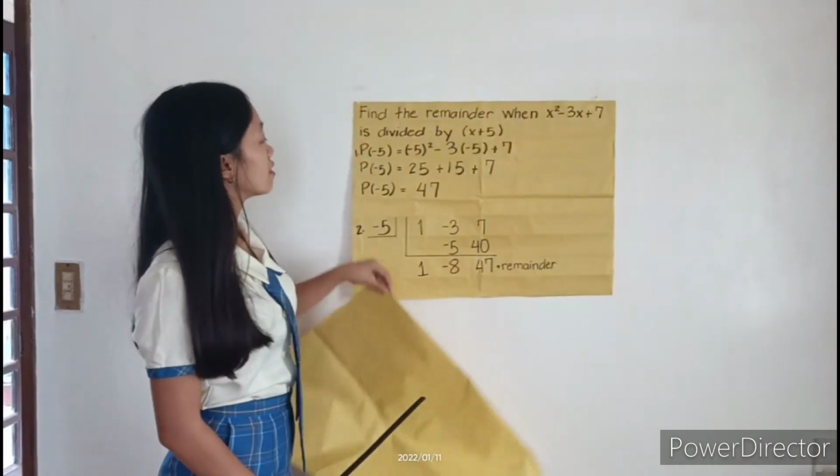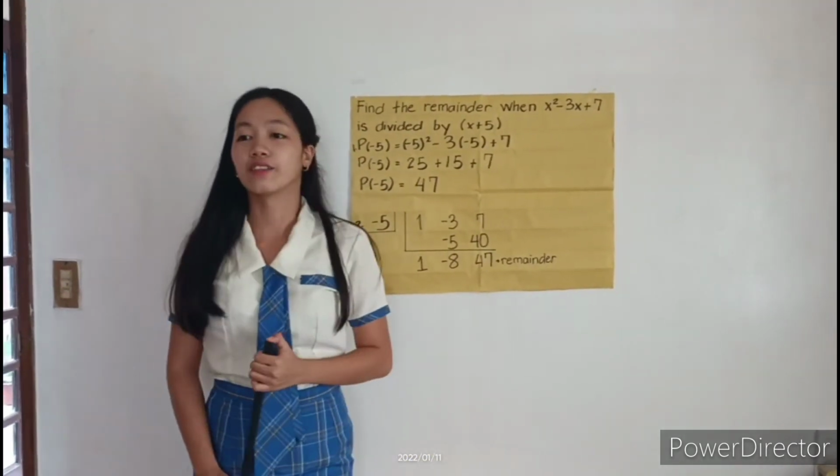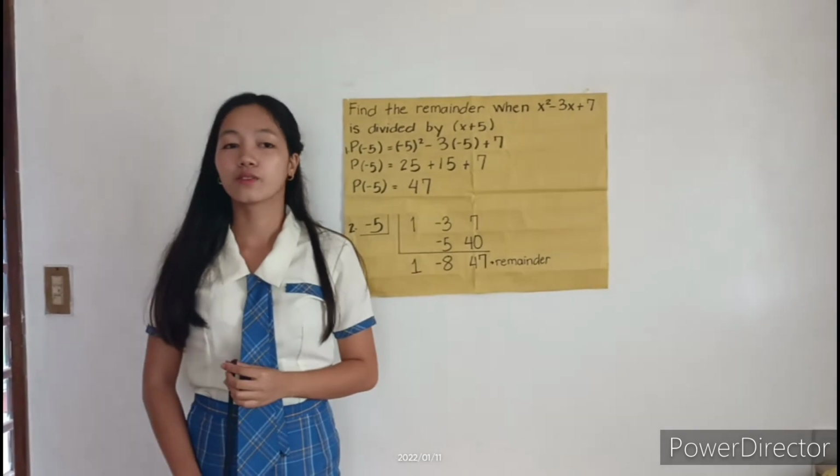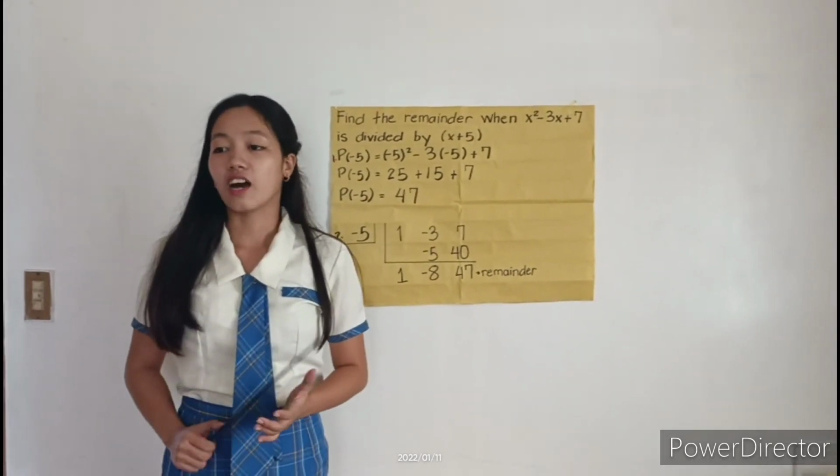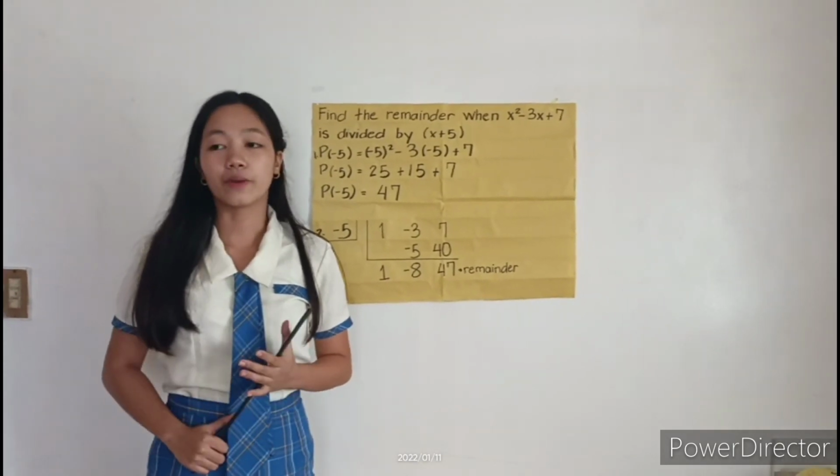Okay? So class, what is your remainder? So the remainder is 47. Who got it right? Wow, almost you got it right. So it means that you learned our lesson about remainder theorem.